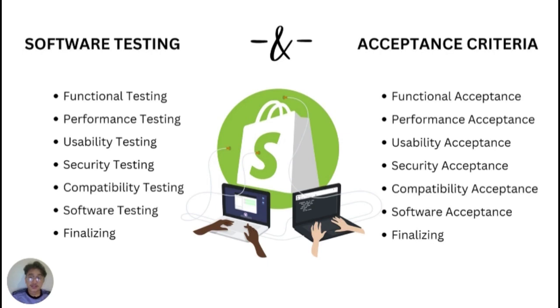Now let's shift our focus to our acceptance criteria. Acceptance criteria define the conditions under which the software product will be accepted or rejected. We have several categories like functional acceptance, performance acceptance, usability acceptance, security acceptance, compatibility acceptance, and software acceptance. Now we know that the software acceptance is the overall approval of our software based on the predefined criteria.